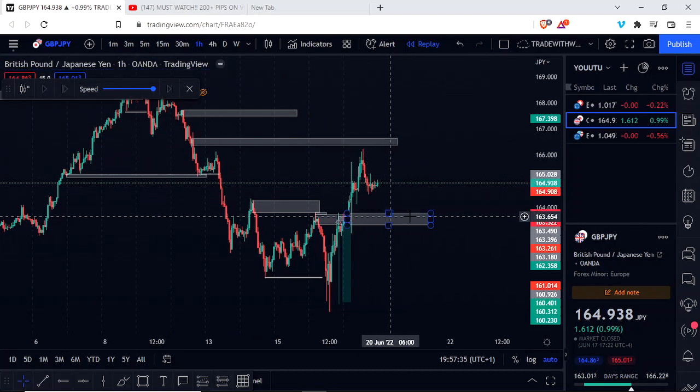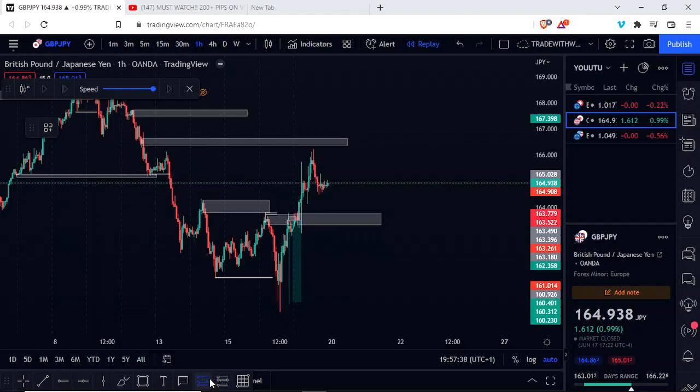Then what am I expecting for GJ next week? I don't want to take sells again, right? Because I've gotten a liquidity grab here. So grabbing liquidity to the upside.